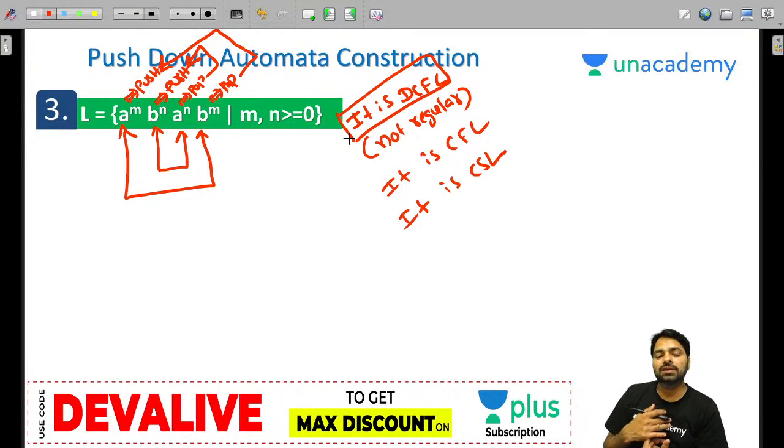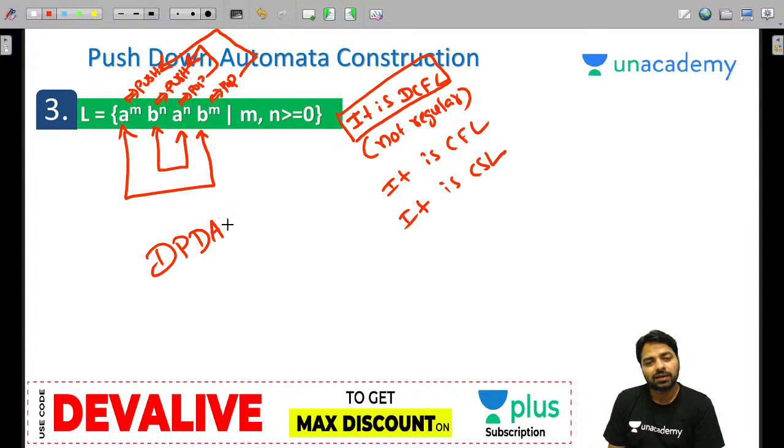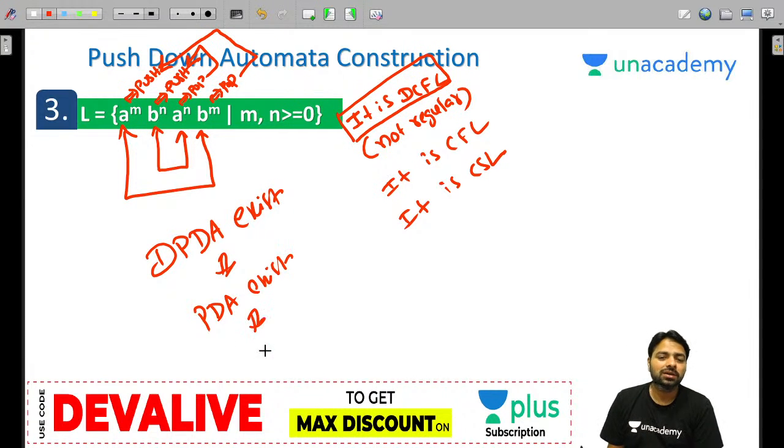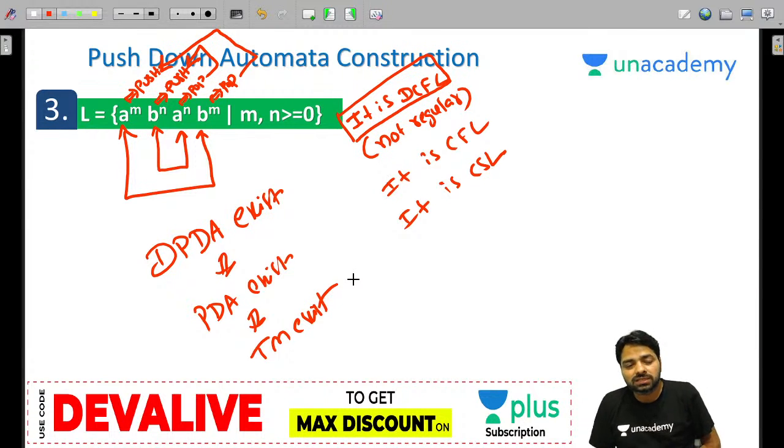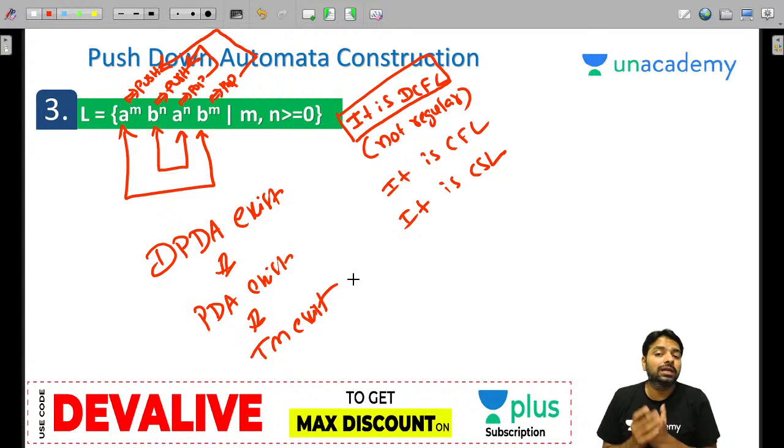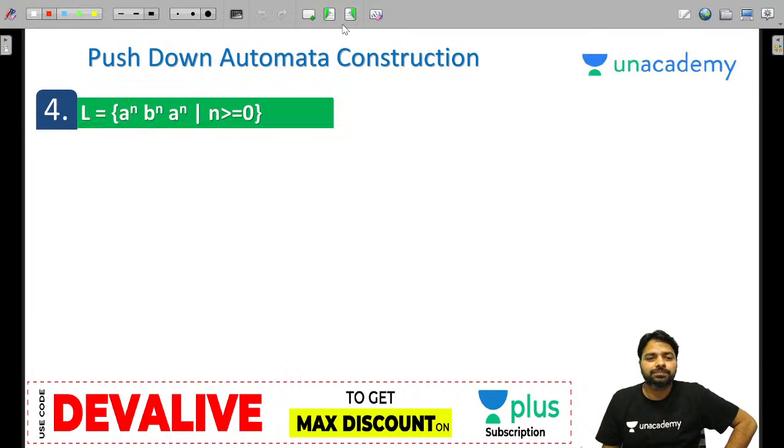So you can say CFL, CSL, anything higher. If a DPDA exists, it implies a PDA exists. You can even go for a higher machine. You can say a Turing machine also exists for this. So all are implied, guys. In future, they may give you a DCFL and ask, do you have a Turing machine to accept it? Yes, you should say. Fine. Fourth one.